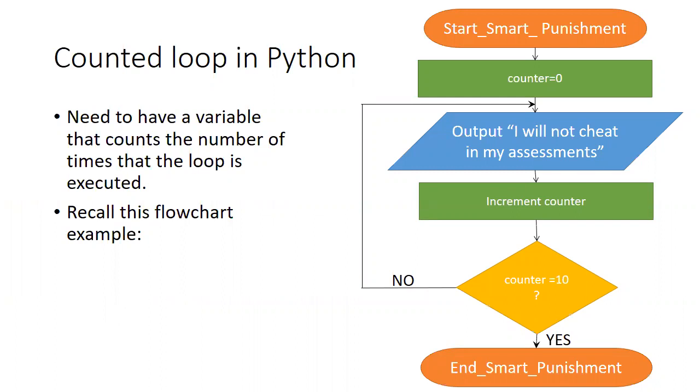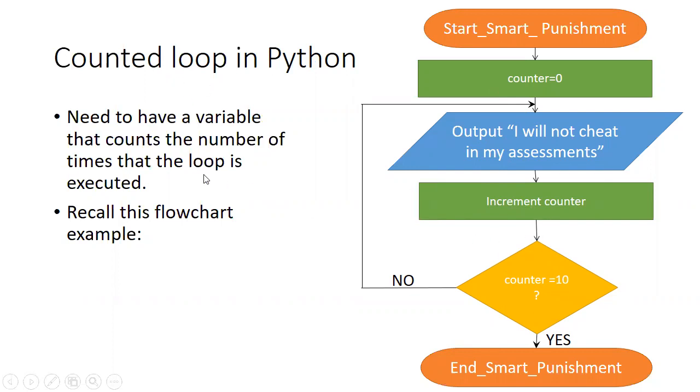Now, in this case, we know before we start the loop how many times we're going to do it. And so we use a counter. For example, we'd say, all right, I'm going to do this 10 times. So here we start with our counter equal to 0. We do something, and then we add 1 to the counter. As long as the counter is less than 10, we're just going to keep doing that. But eventually the counter will become equal to 10, and then we'll get out of the loop.